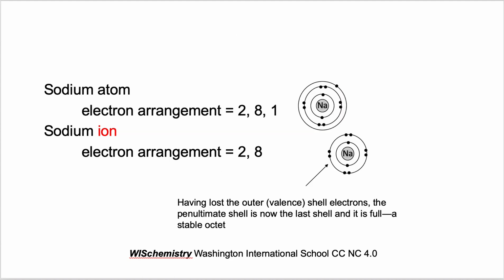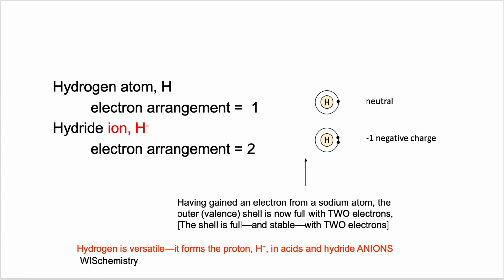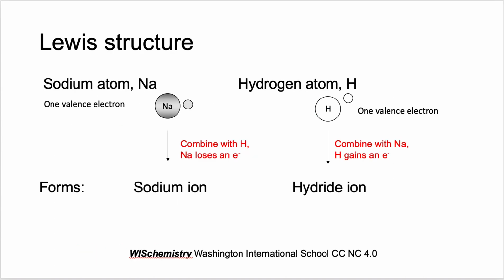And so when we're looking at the electron arrangement of a sodium atom, 2,8,1, it's got a single electron in the valence shell, and when it becomes a sodium ion, it has lost that electron to the other atom in the ionic compound. A hydrogen atom starts off as a neutral atom, 1 proton, 1 electron, and then when it becomes a hydride ion, the hydrogen atom gains an electron here from the sodium atom and has a negative charge.